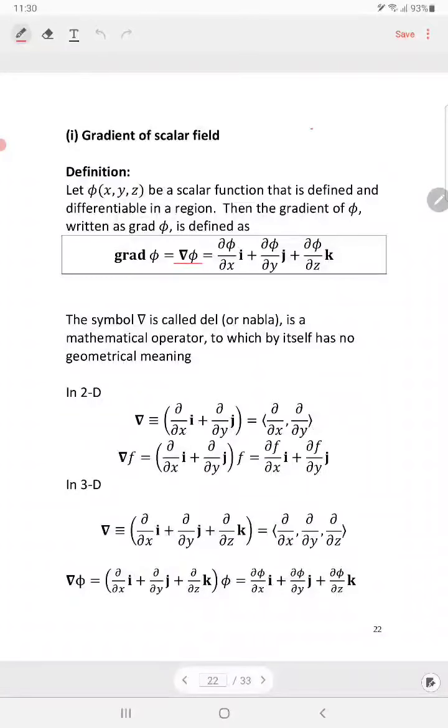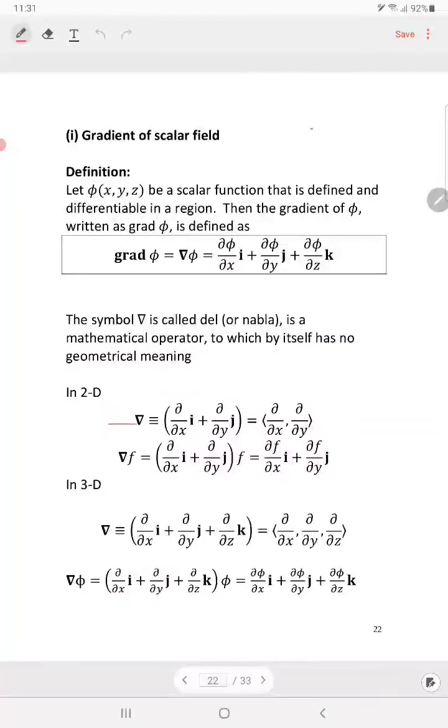So the gradient of a scalar function is going to be a vector where the x component would be partial phi partial x, and the y component would be the partial derivative of phi with respect to y, and the z component would be partial derivative of phi with respect to z. Okay, now let's concentrate on this symbol del here. So this symbol is called del, or in some books it's called nabla. It's a mathematical operator which by itself has no geometrical meaning.